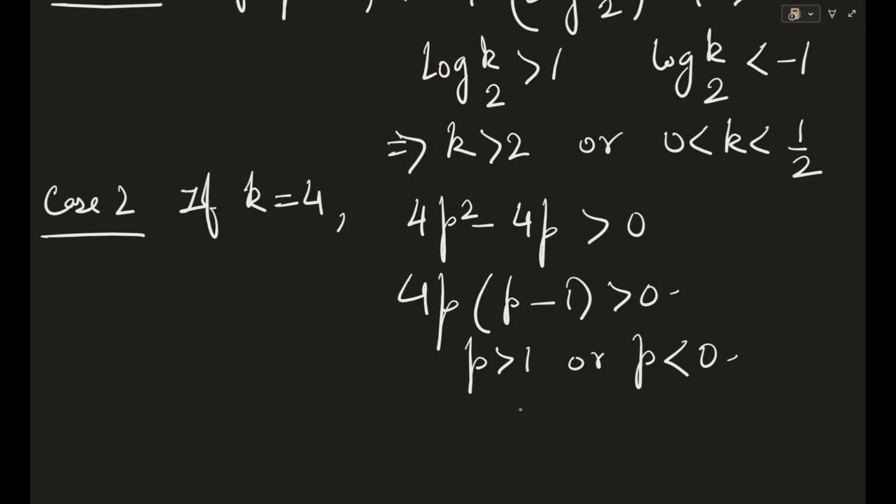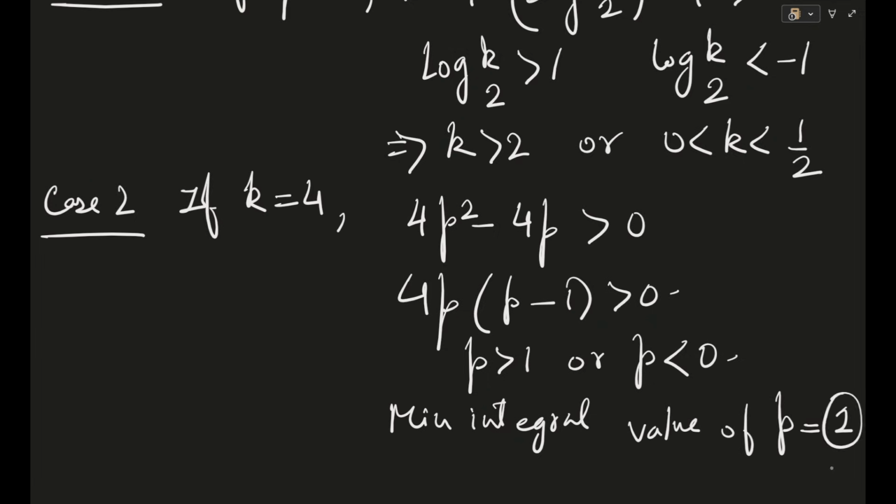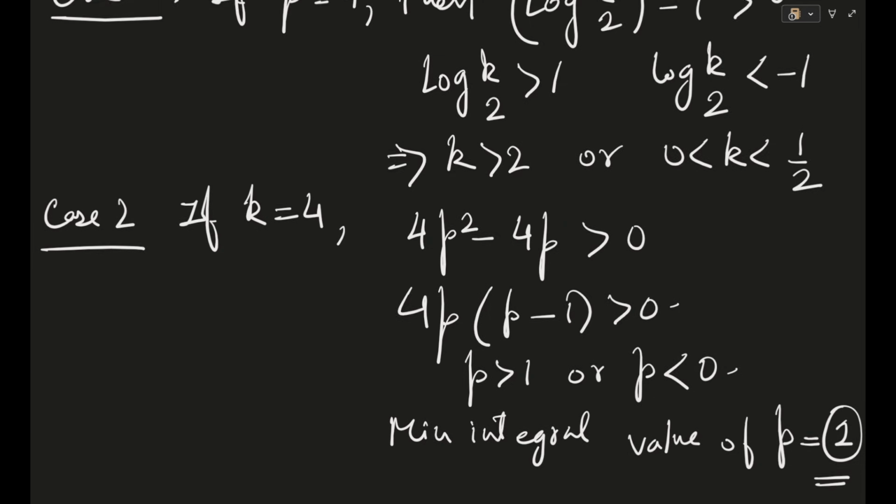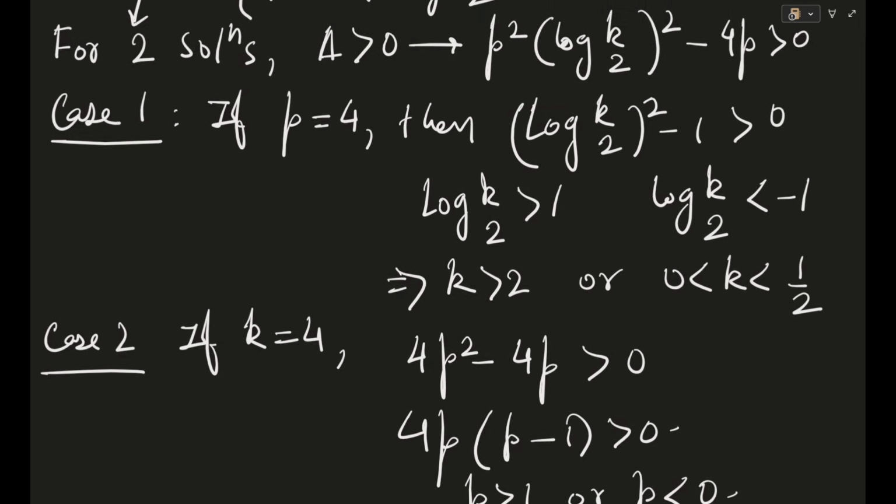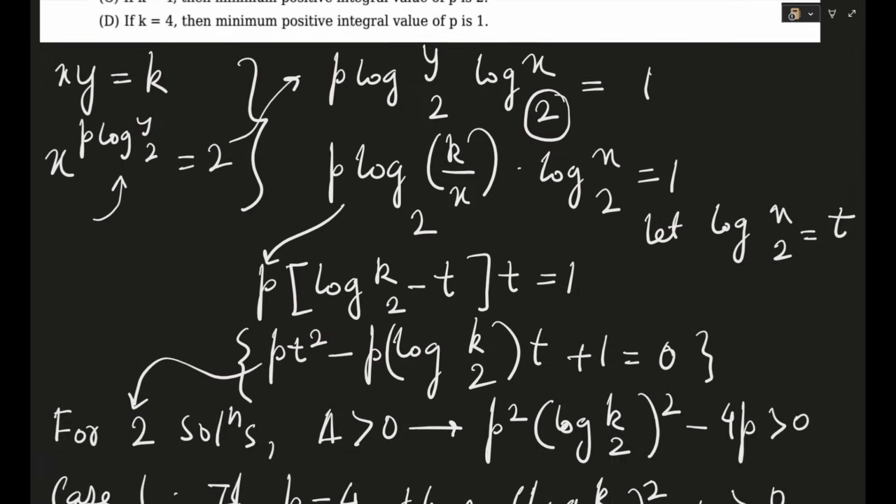Therefore, they have asked us to find out the minimum integral value of p. So the minimum integral value of p will be equal to 2, because obviously p is greater than 1 and the next integer you will have is 2. Okay, so this is for p, and I forgot to write for k also. I guess they have also told us to find out the minimum integral value of k.